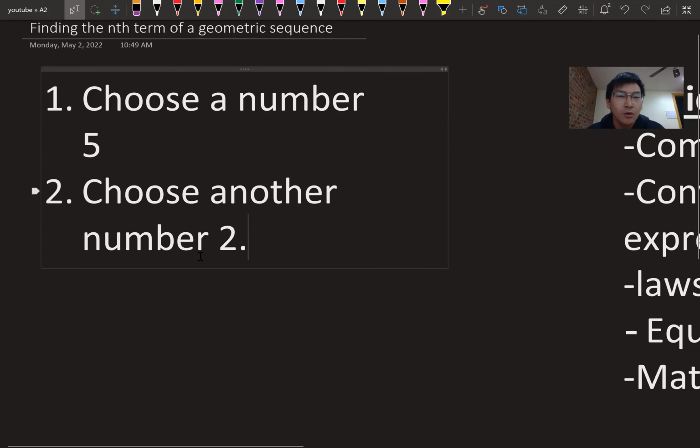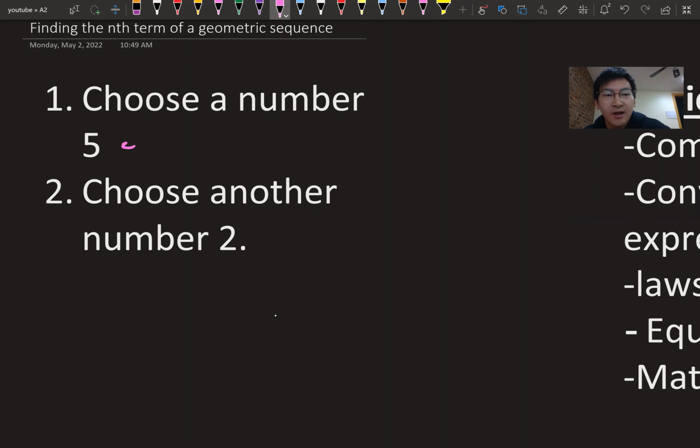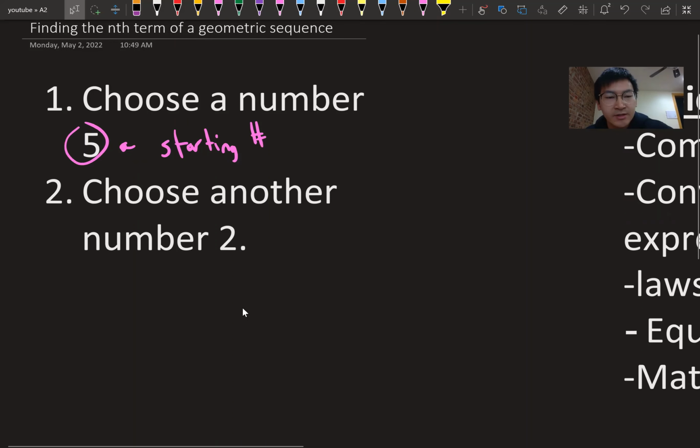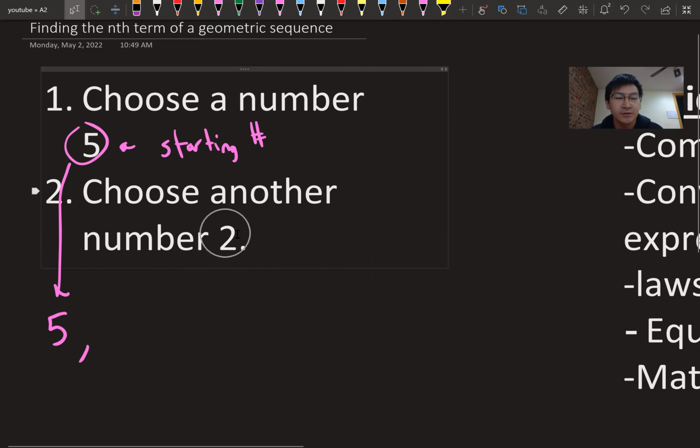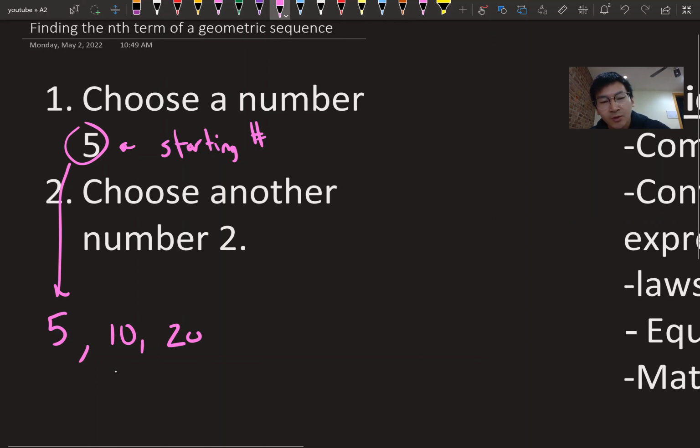So now I'm going to take this 5 and make it my starting number. I'm going to use this to build the list. So 5, and to get the next number, I'm going to use the second number, 2. I'm going to multiply by 2. So it's 5, and 5 times 2 is 10, and 10 times 2 is 20, 20 times 2 is 40, times 2 again is 80, and so forth.